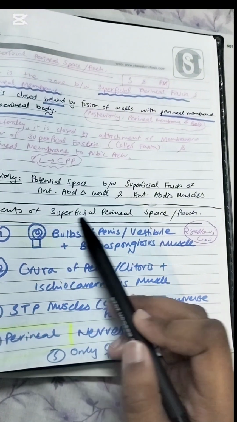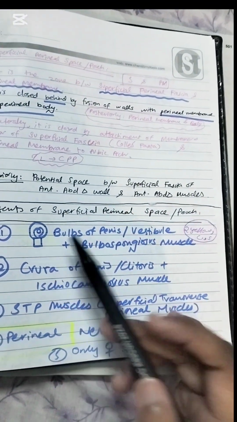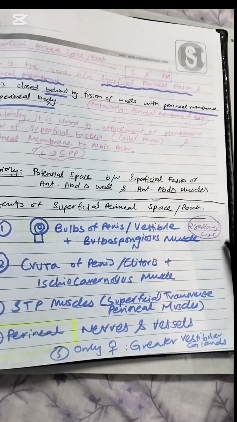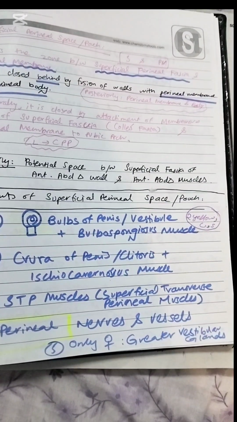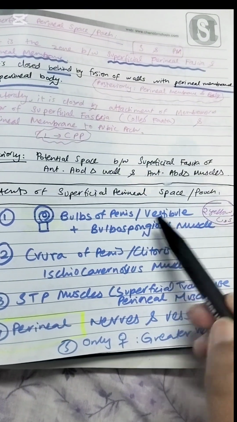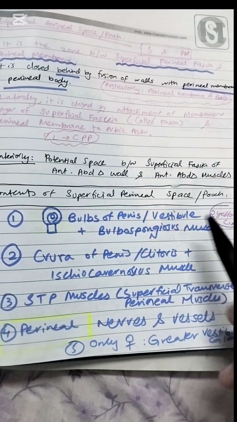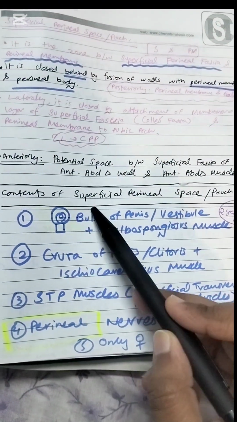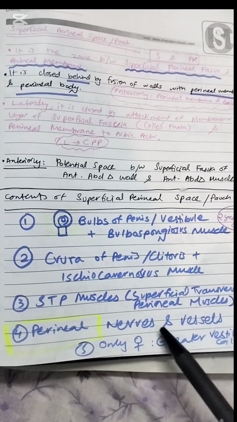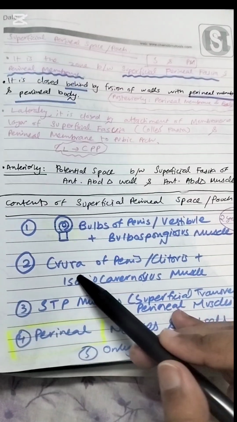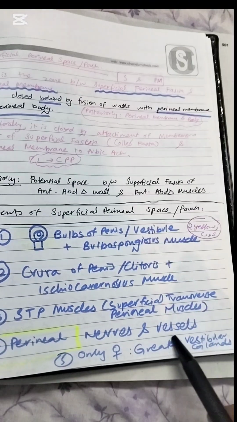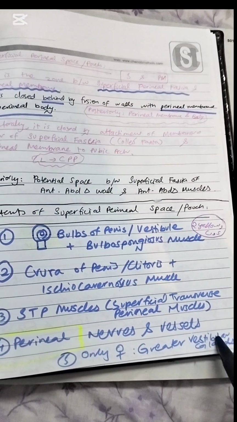Now let's talk about the contents of the superficial perineal space. There are two things which are going to be yellow, and then we have a C, which is for the crura of the penis or the clitoris, and then we have an S. S is for the STP muscles, or the superficial transverse perineal muscles. So first of all, we have the bulb of the penis or vestibule along with the bulbospongiosus muscle. Close enough, right? So this was the first yellow thing. Bulb is yellow. And then we have nerves and vessels, which are the perineal nerves and vessels. Then we have the crura of the penis or clitoris and the ischiocavernosus muscle, along with the retrovestibular glands, which are present only in females.